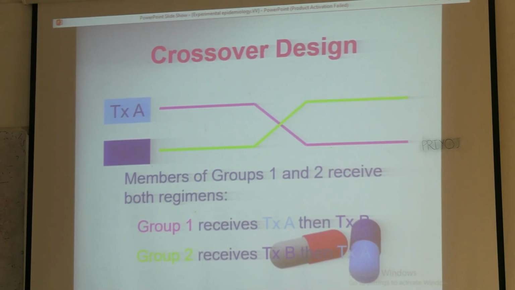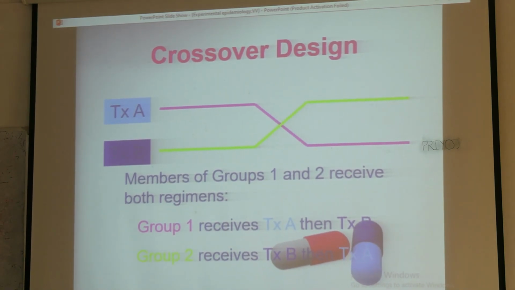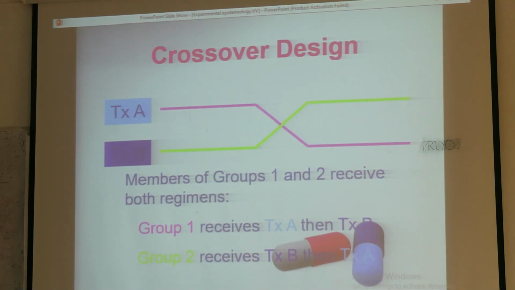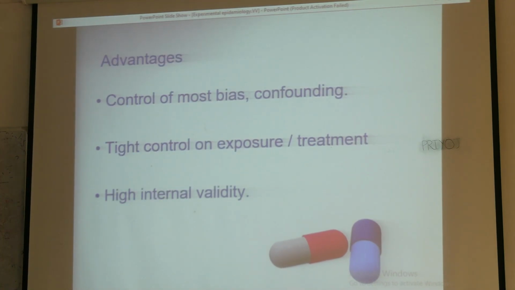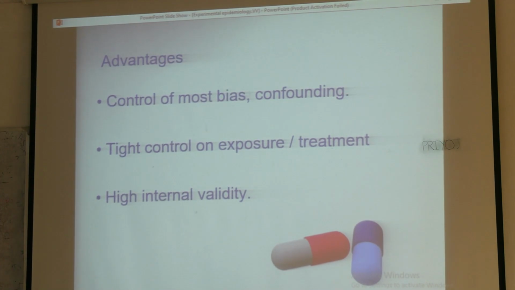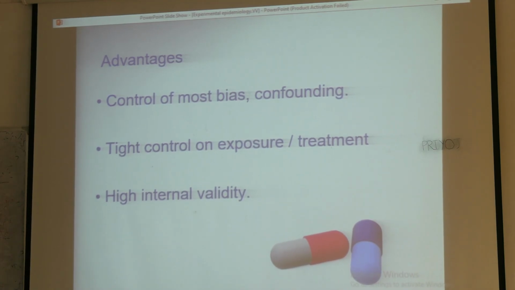Groups 1 and 2 receive both regimens. Group 1 receives treatment A, then treatment B. Group 2 receives treatment B, then treatment A. That's called a crossover study. Okay. The advantages are control of most bias and confounding, high internal validity, and tight control on exposure and treatment.